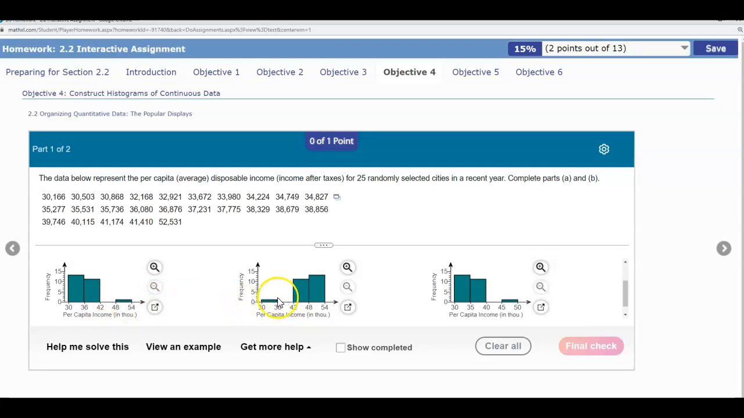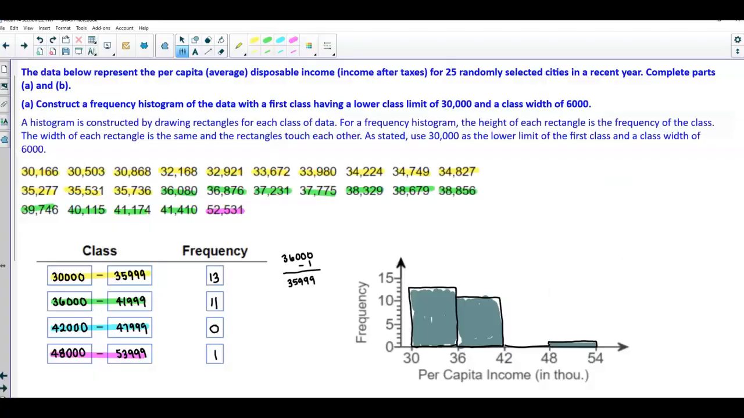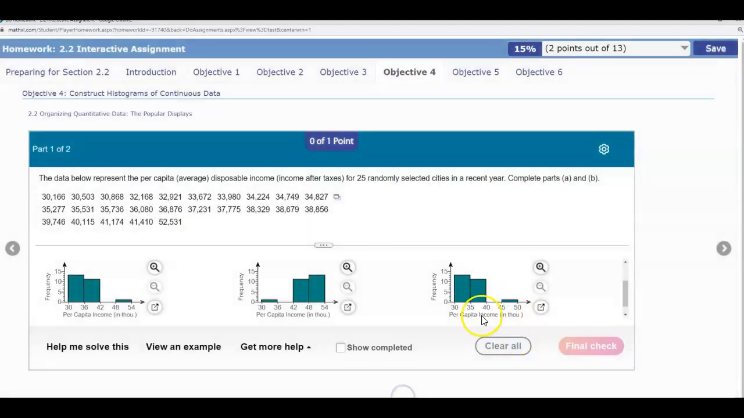Okay, this one is not. And then this one looks like it goes up to 13. It goes up to 11. It goes up to 1. But what's the difference between this one and this one? Well, if you notice here, this goes from 30 to 36. This goes from 30 to 35. We don't want this to 35 because what do we know about it goes from 30,000 to 35,999. So therefore, we can't choose this one because that horizontal axis is incorrect.